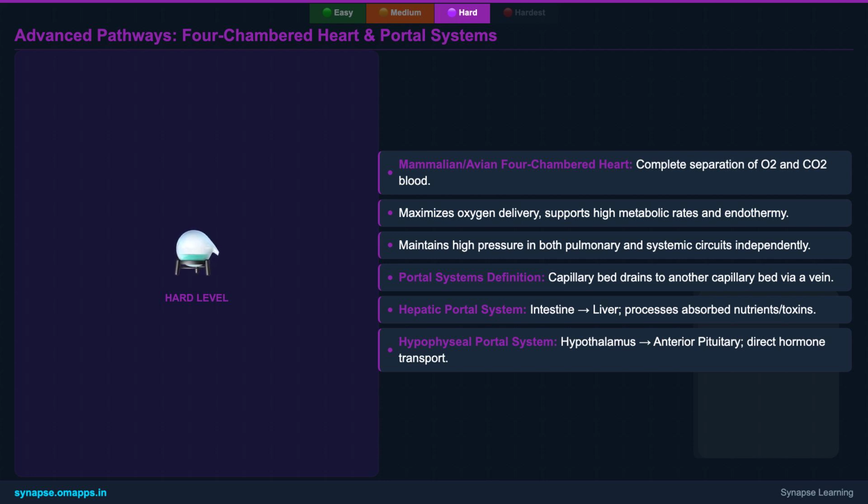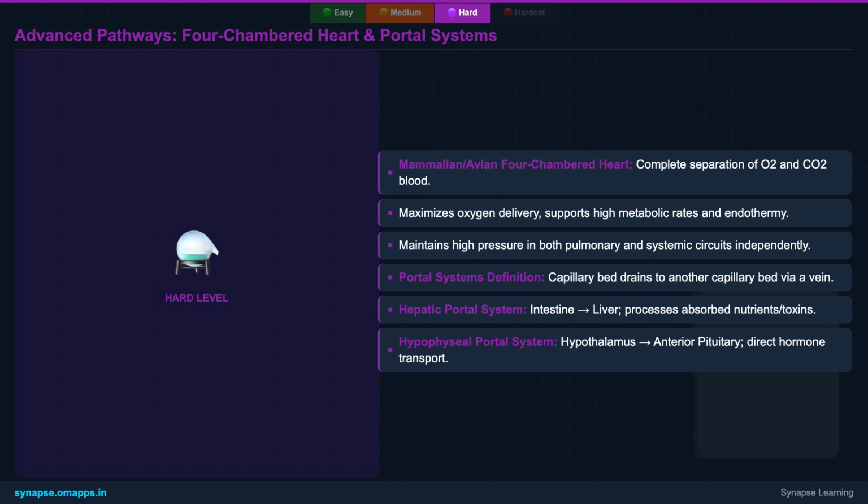Beyond the basic circuits, we also encounter specialized circulatory routes known as portal systems. A classic example is the hepatic portal system, where blood rich in absorbed nutrients and potential toxins from the digestive organs flows directly to the liver via the hepatic portal vein, rather than immediately entering the general circulation. This allows the liver to process, store, or detoxify these substances before they reach the rest of the body.